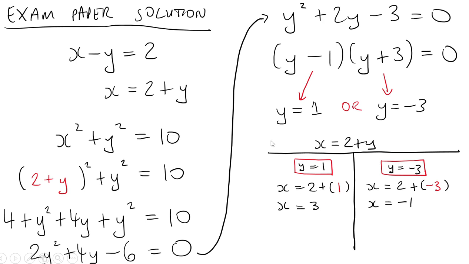And last but not least, write down the coordinate pairings, x before y. So x is 3, y is 1, x is minus 1, y is minus 3. And that is the answer to that question.